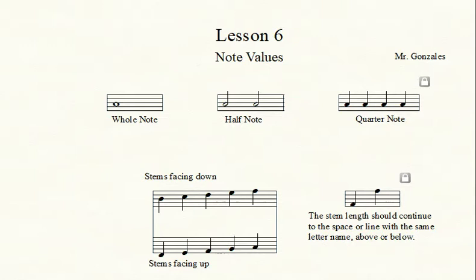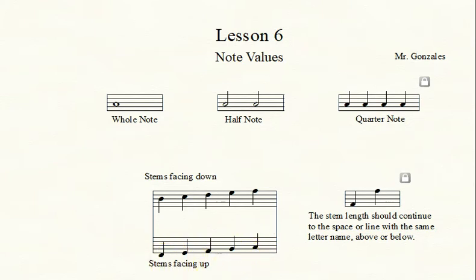Stems extend downward on the left side when the notes appear on or above the third line of the staff. So whether you have a quarter note or a half note, if it's on the third line or above, the stems will face down on the left, no matter what clef you are in. Stems extend upward on the right side when the note appears below the third line of the staff. As we see here, if it's below that third line, our stems will be on the right side facing up.